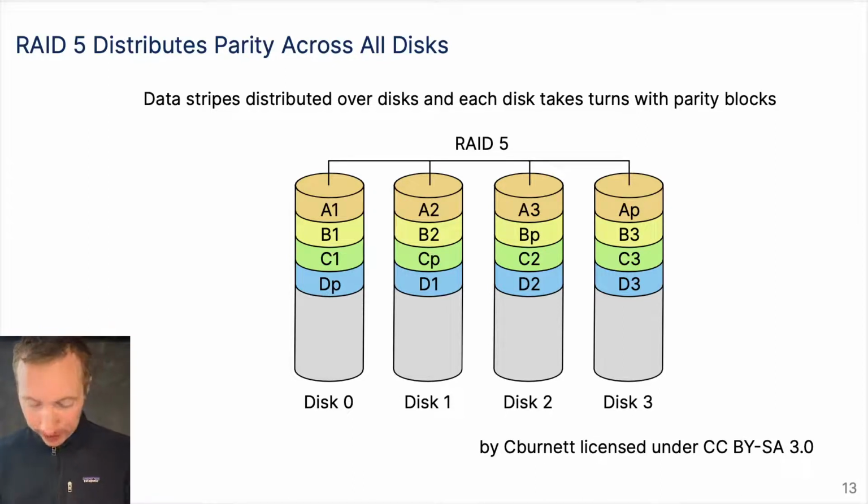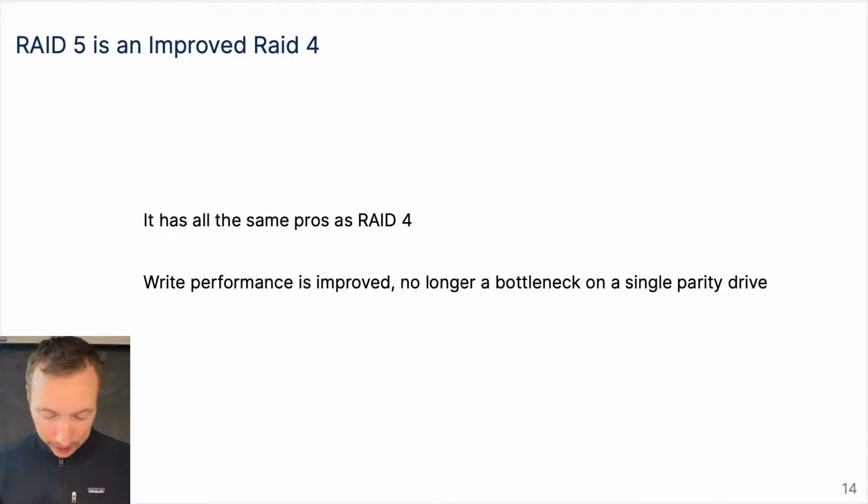So this is what RAID 5 uses, and it has all the same pros as RAID 4 in terms of space. All of our calculations are the same. The only difference is the write performance is improved, because we no longer have the bottleneck of the single drive, and everything is more evenly spread out between them. But with this too, you can only tolerate one drive failure.